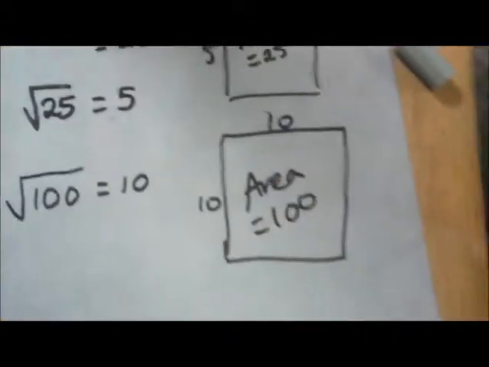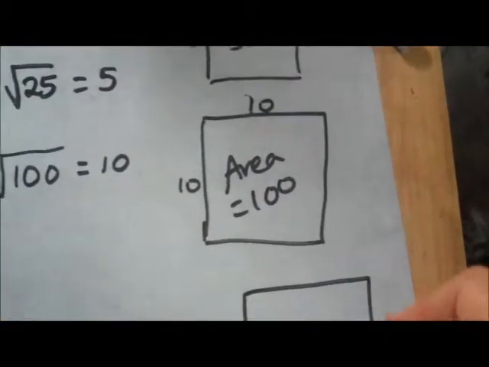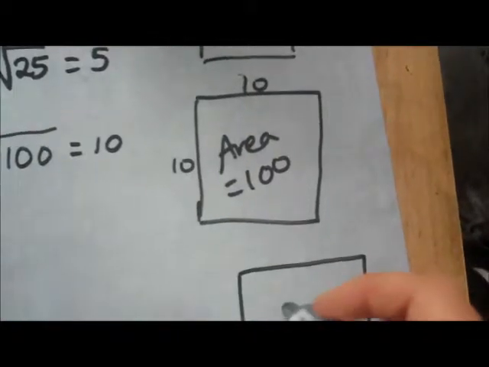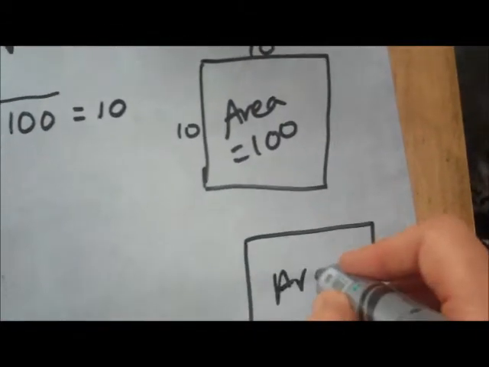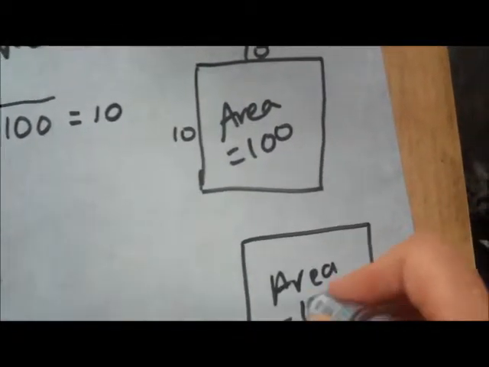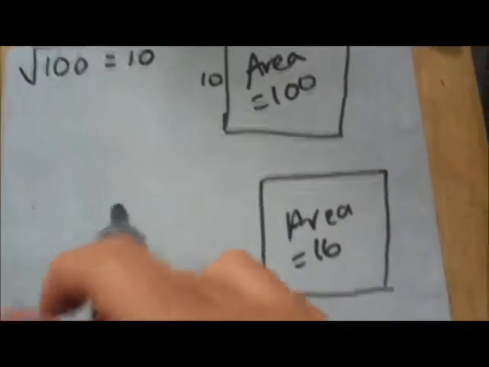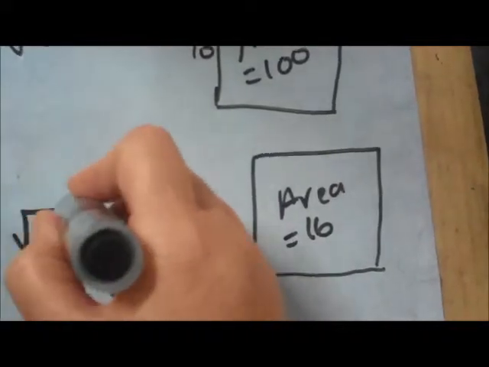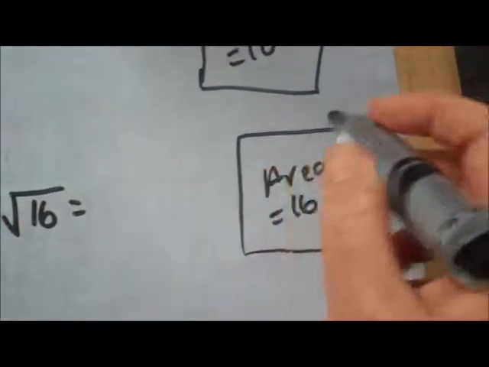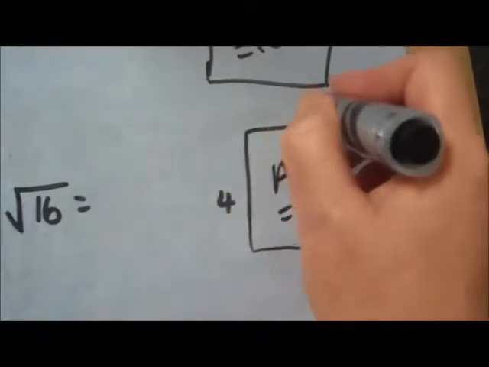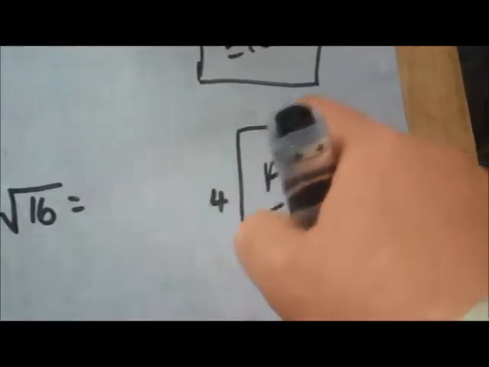If the area is 16, what would be the side length of that square? I'll use my square root function and I would get 4, because 4 times 4 is 16.